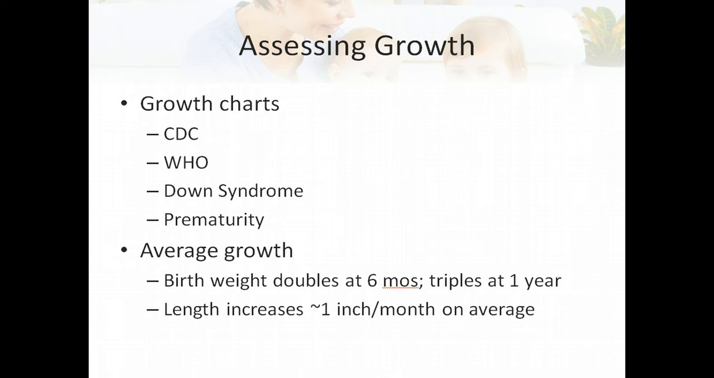So in terms of average growth, birth weight typically doubles at about 6 months of age and triples at about 1 year. Again, just to get an idea of what's average or normal. And length increases by an average of about 1 inch per month. So over the course of the first year of their life, you would expect them to grow an average of about 12 inches.